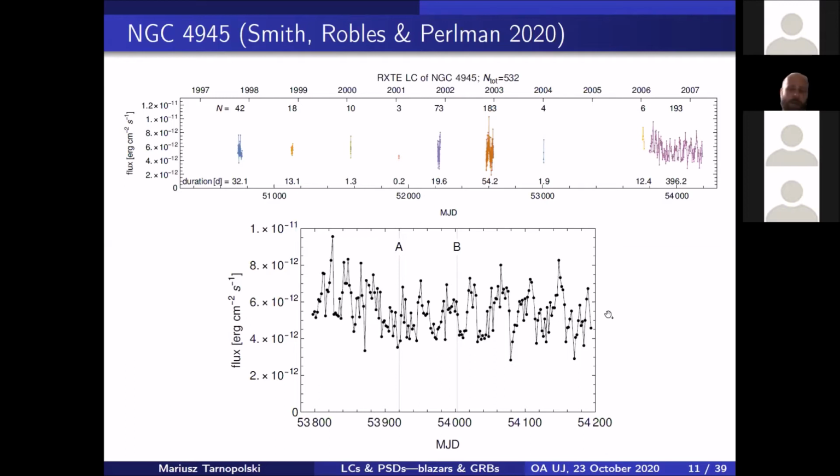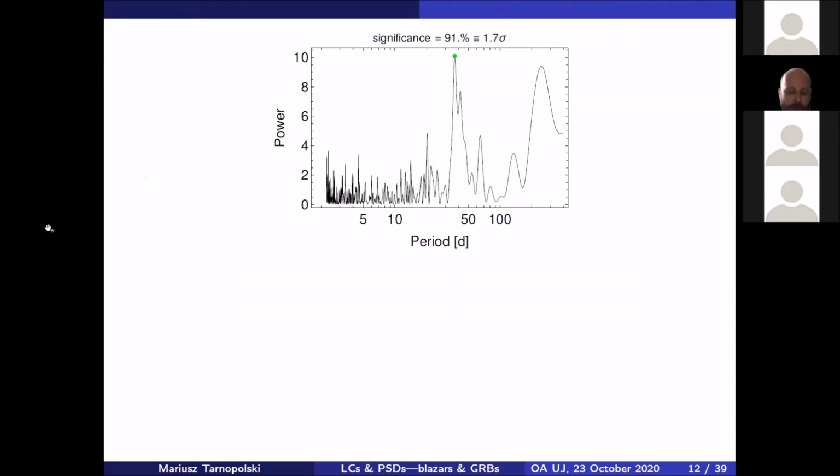So one way is just to feed it to the LSP and see what happens. And if we do it, well, we've got a peak, okay, at the period of about 37 days, but its significance is only 1.7 sigma. So it's way too low to consider it a QPO or a discovery of anything.